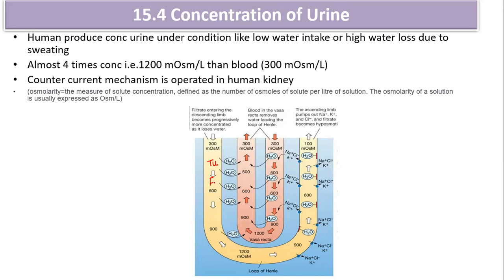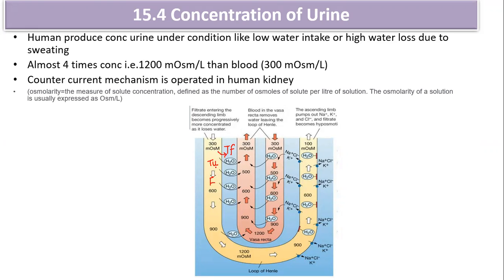So the wall of the descending limb is thin and permeable to water. So water is going to diffuse out. Can you make out? This water diffuses out from the tubular fluid to the tissue fluid. This is called the tissue fluid. Are you getting it? Yes or no? So the wall of the descending limb is thin and permeable to water, so the fluid is going to move from the tissue fluid.